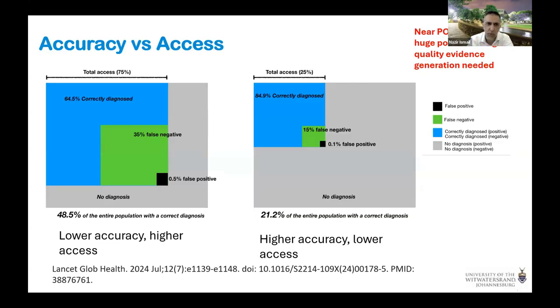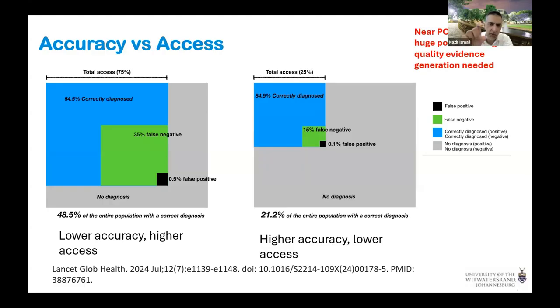And this was an important parameter that was considered in the latest target product profiles from WHO. What it illustrates is, on the right-hand side, you see the blue is basically correctly diagnosed, and the green is missed, and the black is false positive or false resistant. And really what it speaks to is a very accurate test on the right-hand side with very limited access at only a quarter of the population. And on the left-hand side, you have a less sensitive test, but it can reach a much larger population.